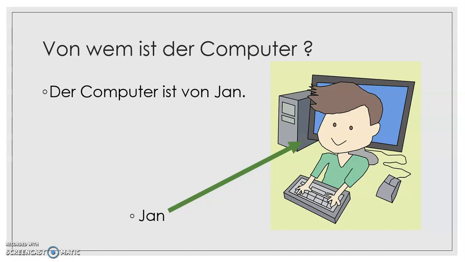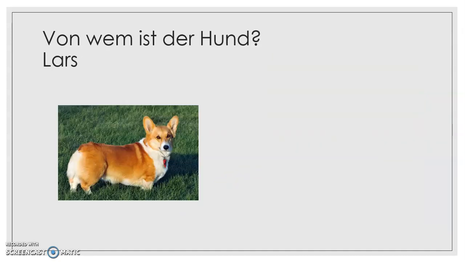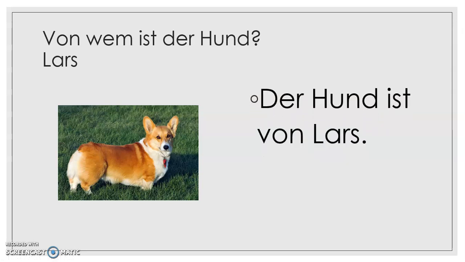Okay? Now, I want you to take a shot at it. So, "von wem ist der Hund?" So, "der Hund," and the person it belongs to is Lars. So try to make a sentence saying who this dog belongs to. If you said "der Hund ist von Lars," that would be correct, because the dog belongs to Lars. So the dog is of Lars. Let's try another one.